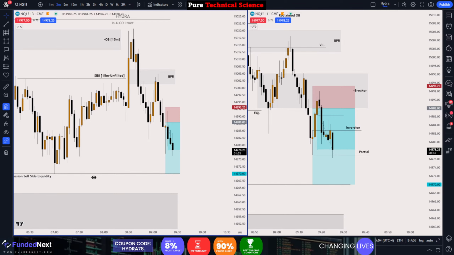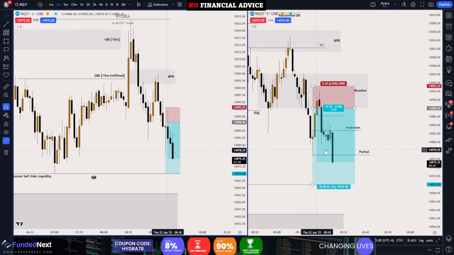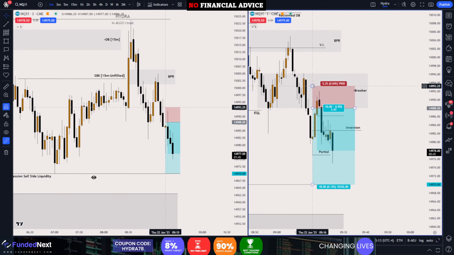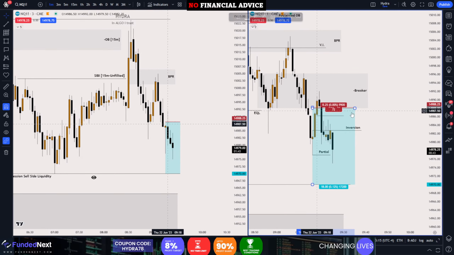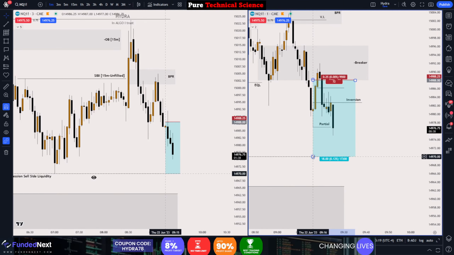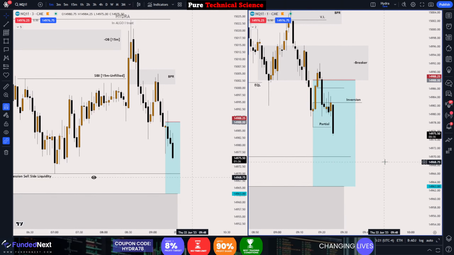T-Bag is asking, what's the difference between a BPR and the inversion? Okay, there's a partial, there's your partial, and partial is done. So this trade right now is a risk-free trade. My stop loss is going to be at break even. Okay, and I'm just going to let this trade run toward this fair value gap.